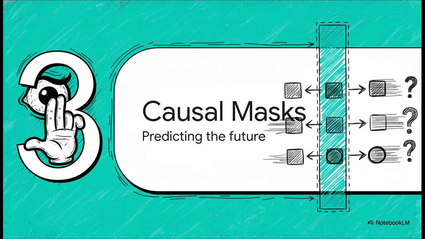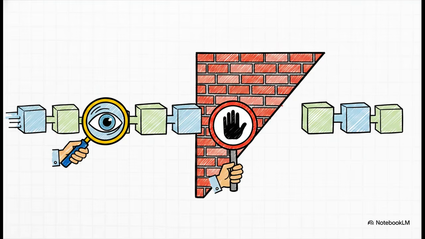Which brings us to Section 3, no peeking, causal masks. We are forcing the model to predict the future. If we're training our AI to predict the next word in a sequence, we have to lay down some strict ground rules. Specifically, we have to restrict what the model is allowed to see during its training phase. Let's break down how we enforce this conceptually.